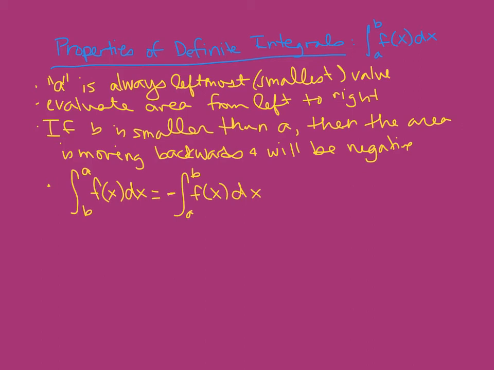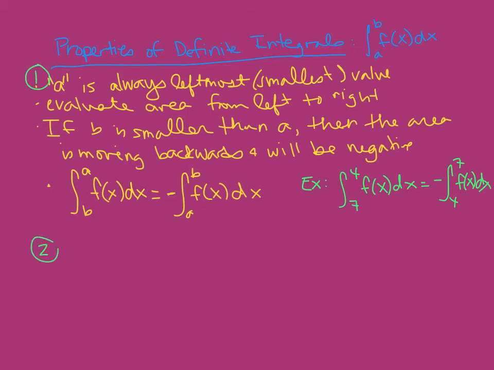So for example, if you have the integral from 4 to 7, we actually can't evaluate that integral as is. You have to switch it around. You're going to change it to 7 to 4. Okay, so that's our first property. This is property number 1.